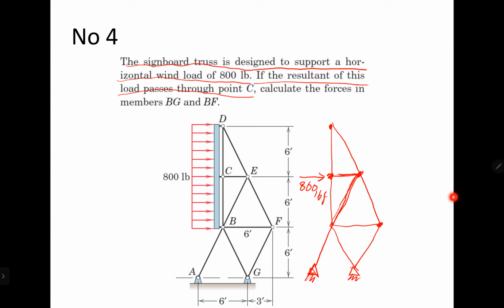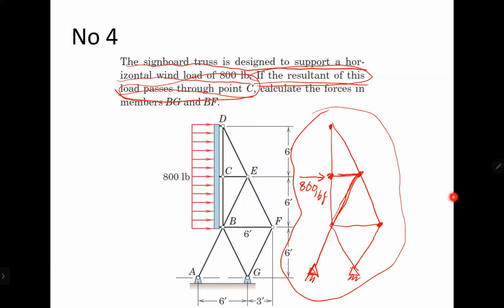The 800 lbf is actually going through point C because of this: the resultant of the load passes through point C. So this is the meaning of it, the problem to be solved. Now what is your question? We're supposed to find BF and BG. BF is this one, BG is this one.